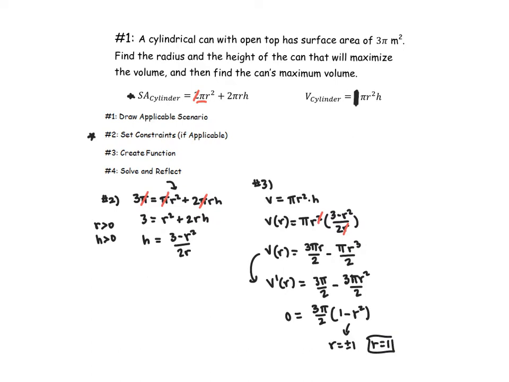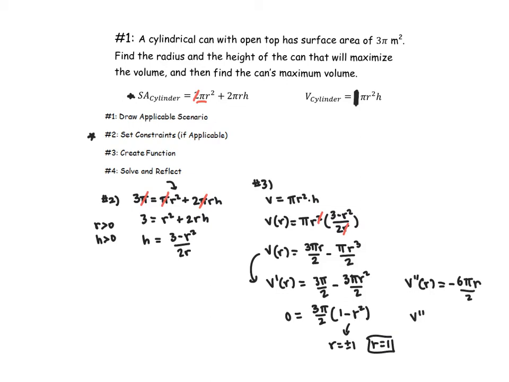Now what does that mean? That means that my volume is maximized. It's maximized when my radius is 1. How do I know it's maximized? Well, because the second derivative would equal negative 6 pi r over 2.